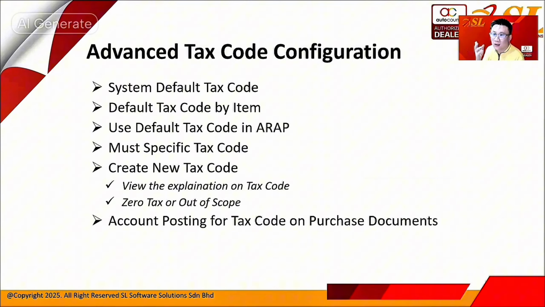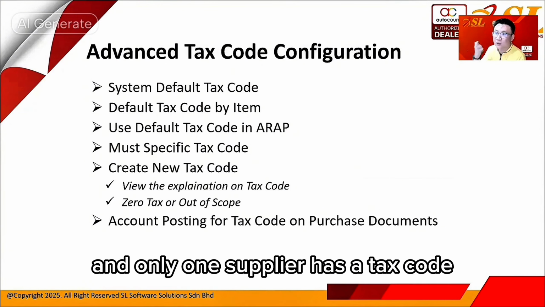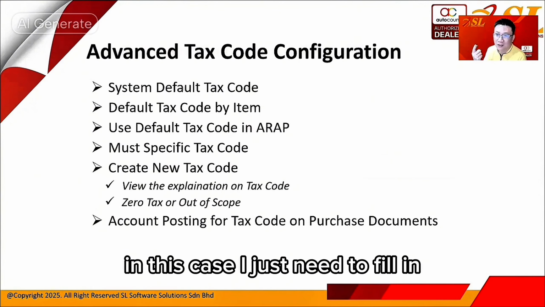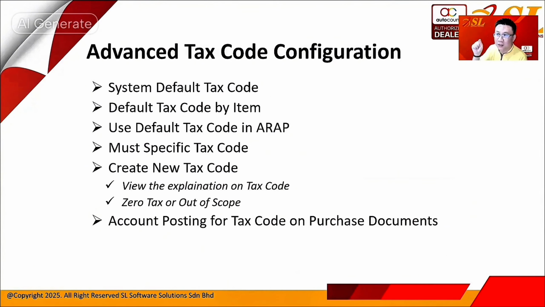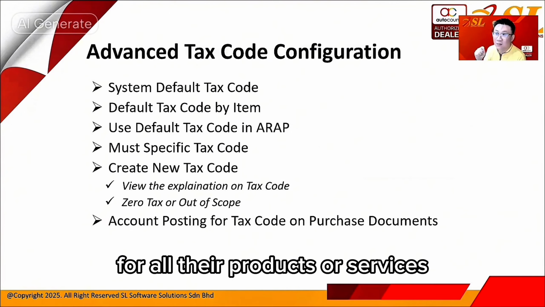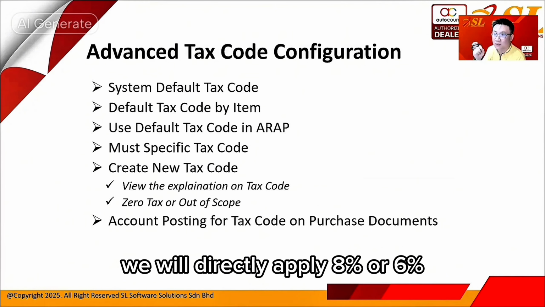For example, say most suppliers do not have a tax code and only one supplier has a tax code. In this case, I just need to fill in the tax code for that one supplier as 6% or 8%. This way, in the future, for all their products or services, we will directly apply 8% or 6%.